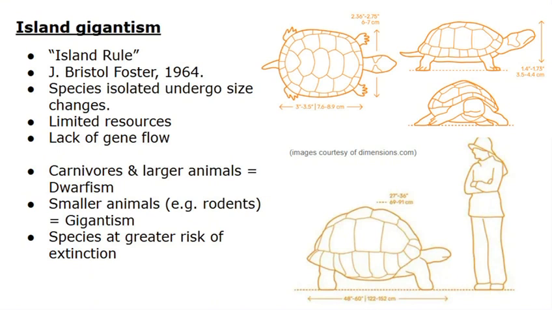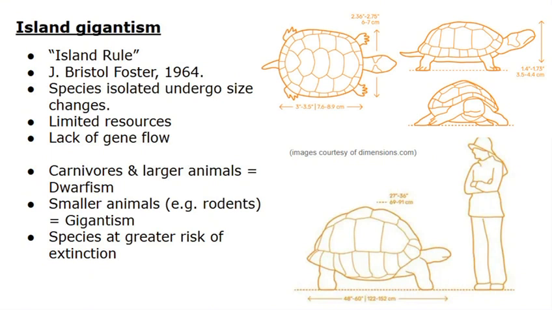Island rule is a concept that was named and coined by J. Bristol Foster in 1964. It follows the idea that species isolated on islands will undergo size changes. These are usually down to limited resources or a lack of gene flow, with new traits not being able to enter the population due to its isolation, and mutations that result in size changes being able to spread and become prevalent within the community.